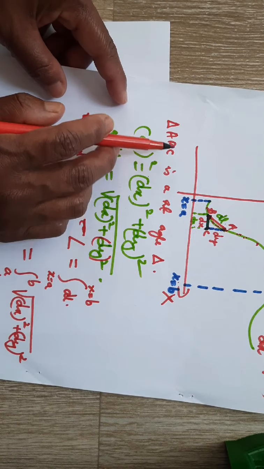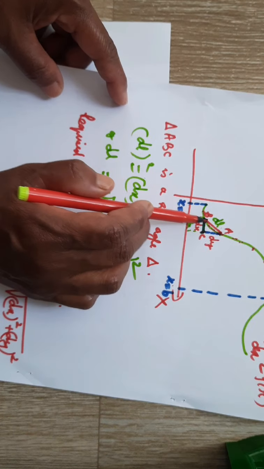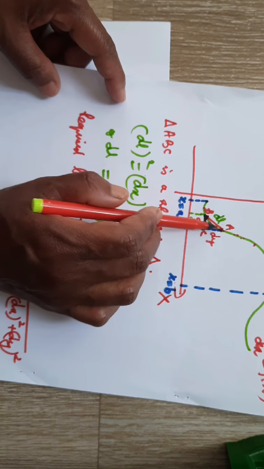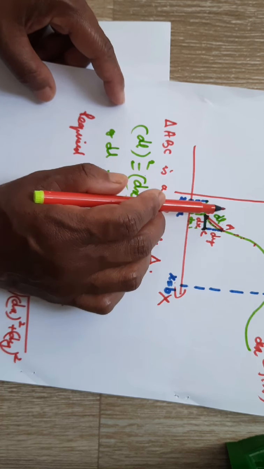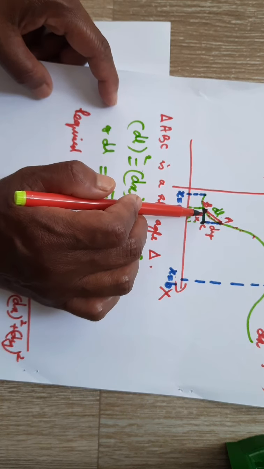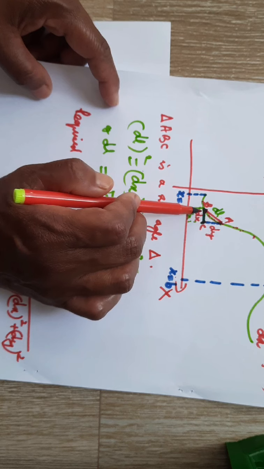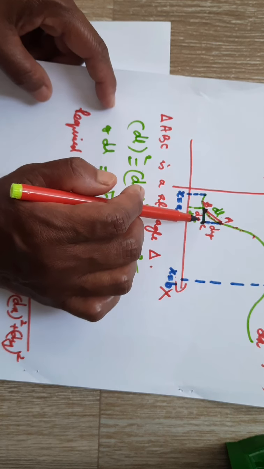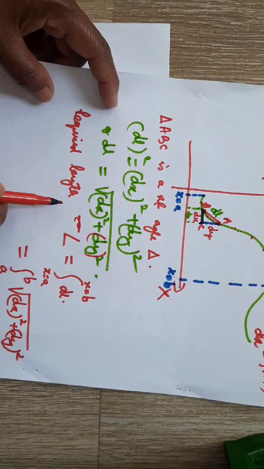By using the Pythagoras theorem, you can see that by joining any two points on the curve, you'll get a straight line, and that one will be approximately equal to the hypotenuse. Then you can use the Pythagoras theorem, that the square of the hypotenuse is equal to the sum of the squares of the other two sides. Then you'll be able to get the required length.